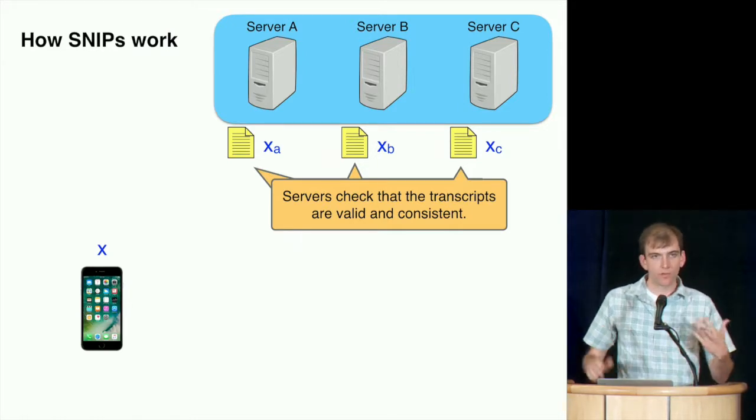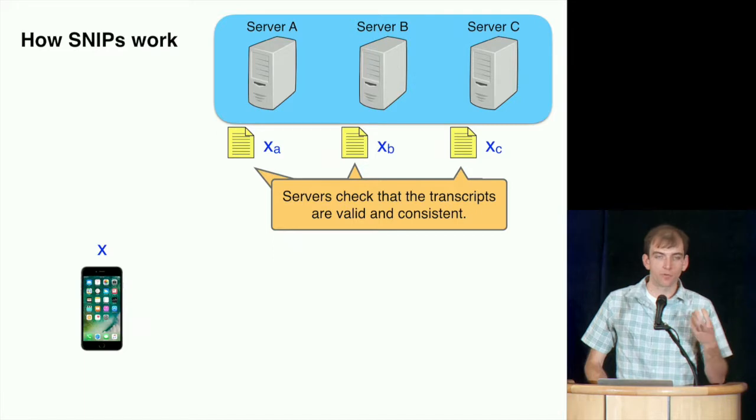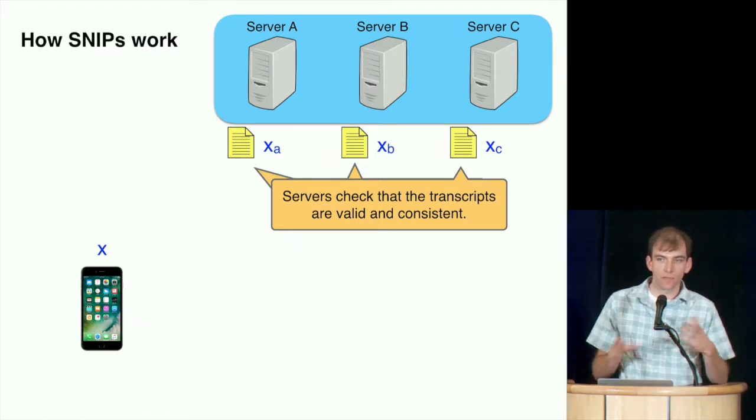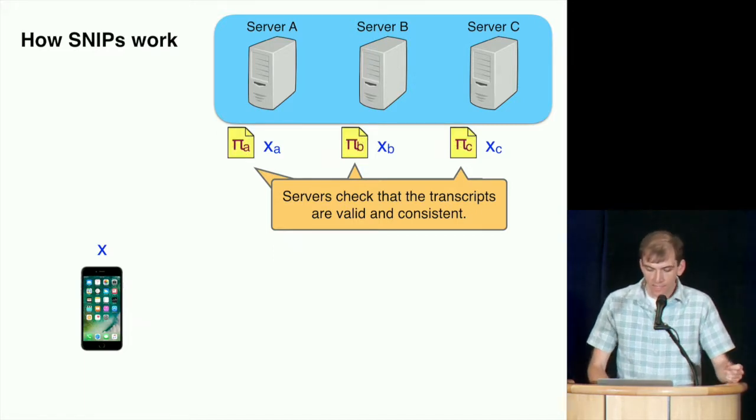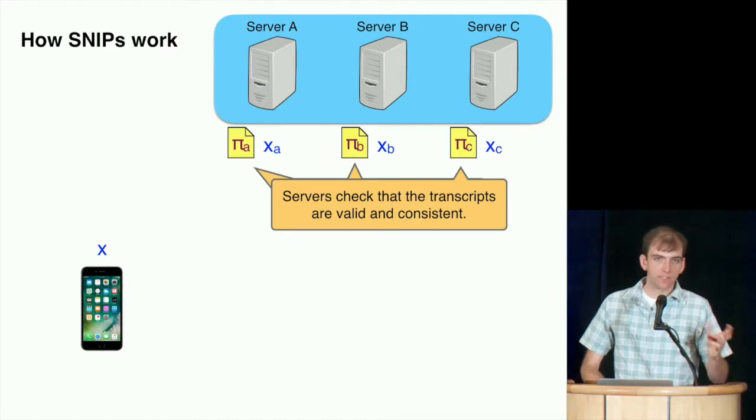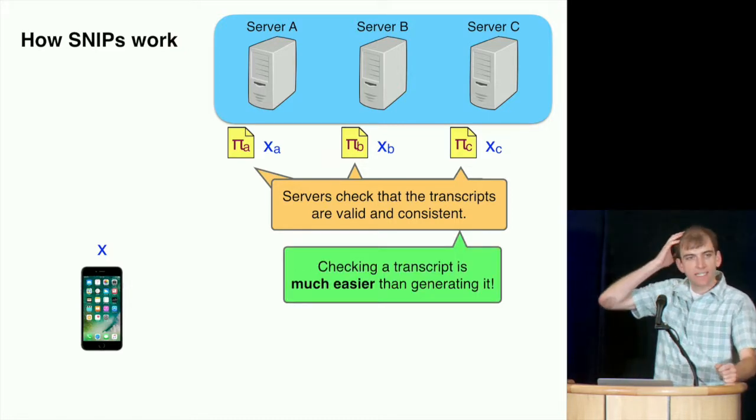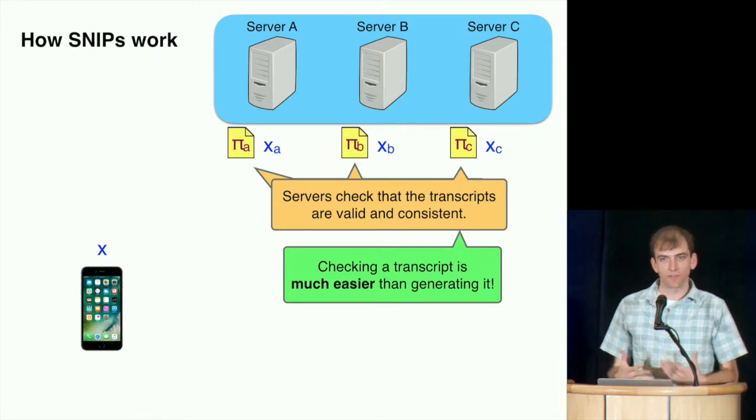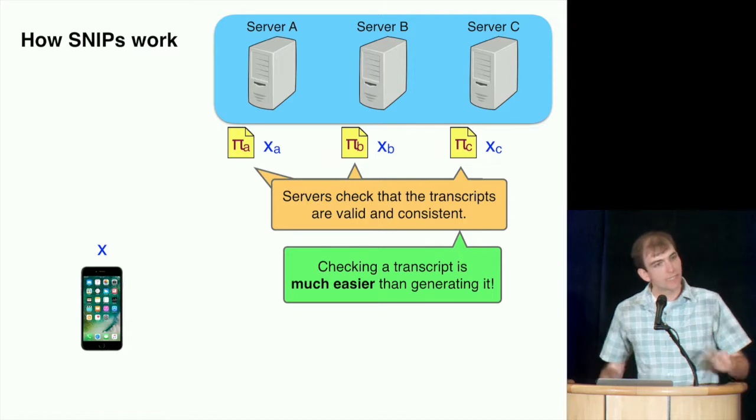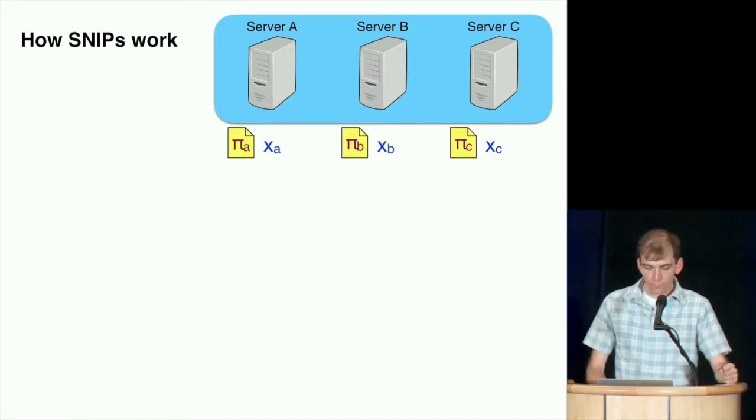So we reduced the problem of computing this valid circuit to the problem of just checking whether the computation was done correctly. And these transcripts, I should say, are the proofs that the client sends. It turns out that checking a transcript is much, much easier than generating it. Generating the transcript in a secure multi-party computation is hard, but checking it we can do very efficiently.